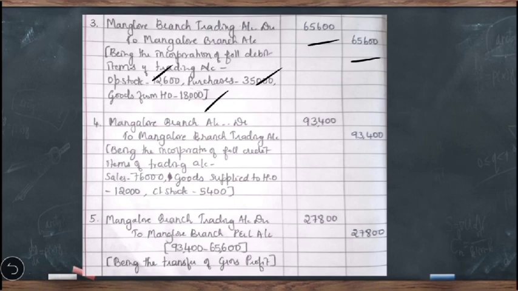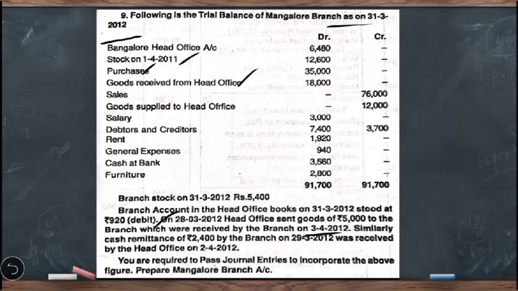Then the next incorporation entry will be for incorporating the credit items of branch trading account. Okay, let us see what are the items given here. First we have to write the sales, that is 76,000, then closing stock we have to write.